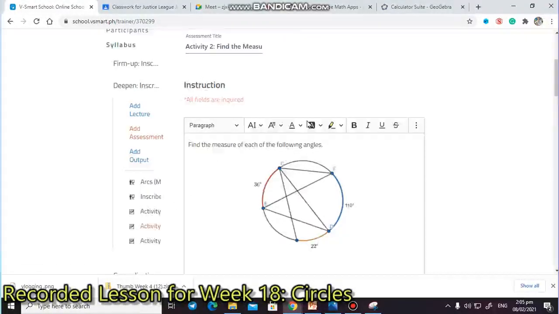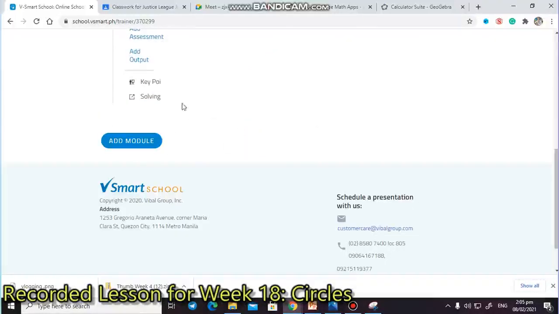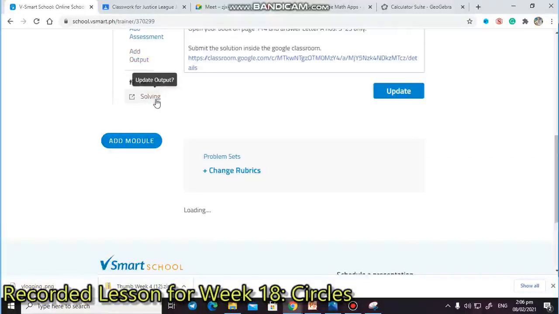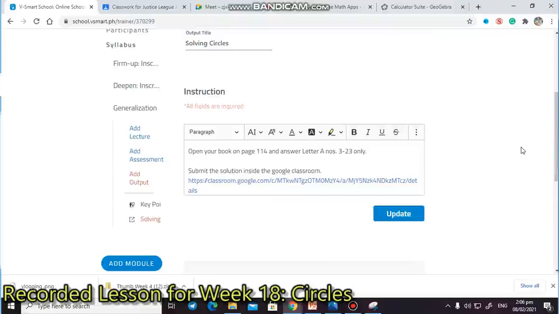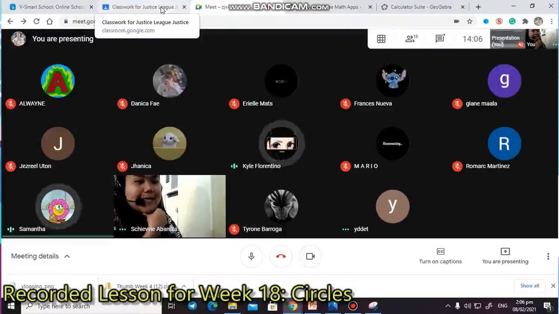Okay. So, that's for your module for this week. And for the generalization, I hope you have your books with you. Now, if you don't have books, you can ask your classmate to send you a copy or a picture of the activity. Okay? Nag-post ako sa Google Classroom natin. Doon kayo mag-attach ng solution. Maliwanag po? Yes, sir.